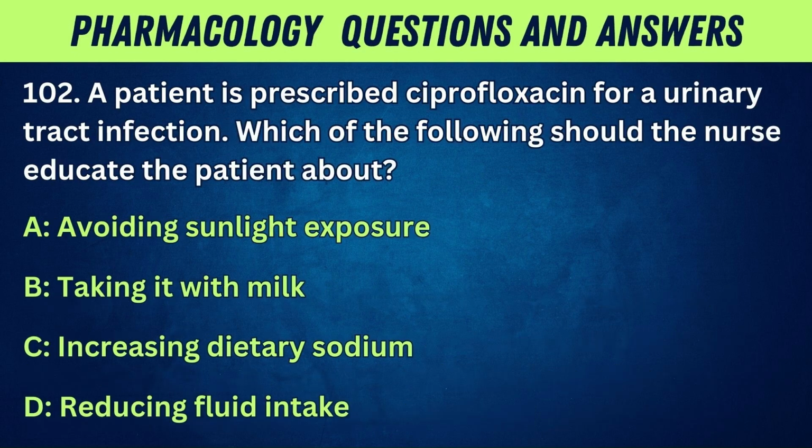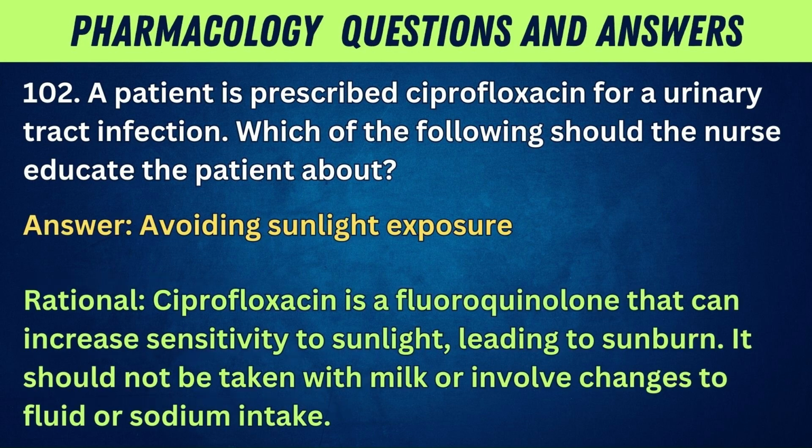102. A patient is prescribed ciprofloxacin for a urinary tract infection. Which of the following should the nurse educate the patient about? A. Avoiding sunlight exposure. B. Taking it with milk. C. Increasing dietary sodium. D. Reducing fluid intake. Answer: avoiding sunlight exposure. Rationale: Ciprofloxacin is a fluoroquinolone that can increase sensitivity to sunlight, leading to sunburn. It should not be taken with milk or involve changes to fluid or sodium intake.